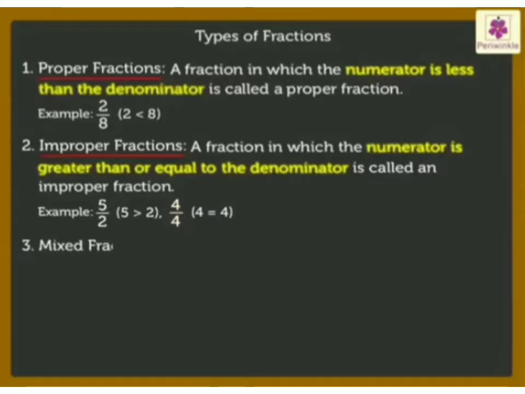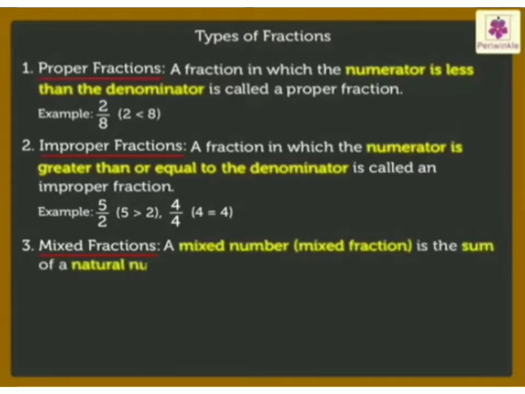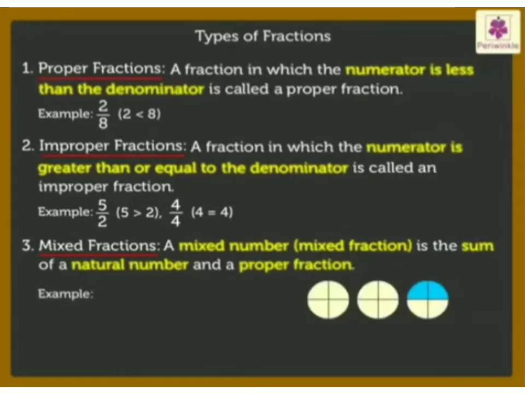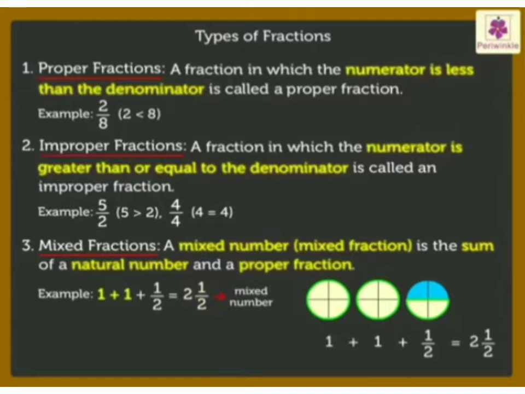3. Mixed fractions. A mixed number, also called a mixed fraction, is the sum of a natural number and a proper fraction. Look at the 3 circles. The first and second circles are completely colored and half of the third circle is colored. When added together, we get 2.5. This 2.5 represents a mixed number. Here, the number 2 is the natural number and half is the fraction.